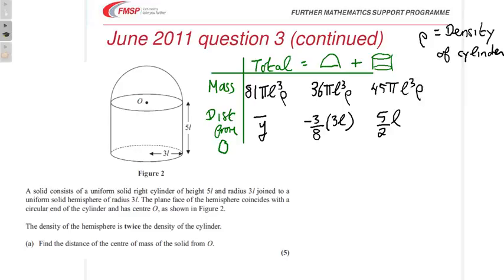So in my masses here, I've called the density of the cylinder rho, and then the mass of the cylinder is pi r squared h, which comes to 45 pi l cubed times rho. The hemisphere then, the density will be 2 rho, so that makes it 36 pi l cubed. Check that. And then the total, adding them together, is 81. So the mass ratios are 81 to 36 to 45, which we could simplify for the purposes of the moments equation.